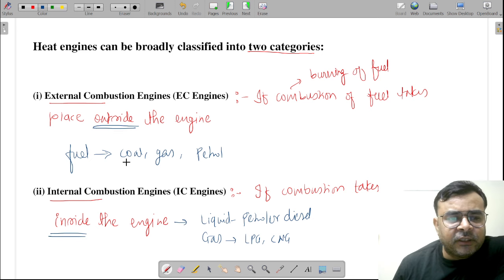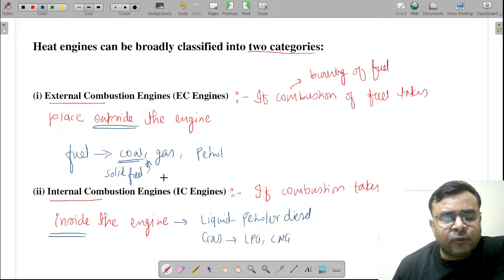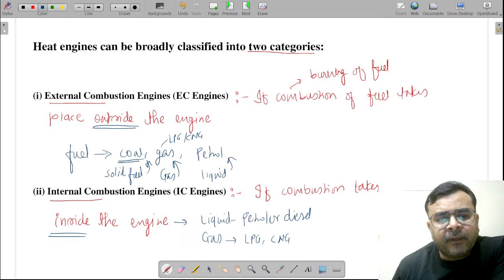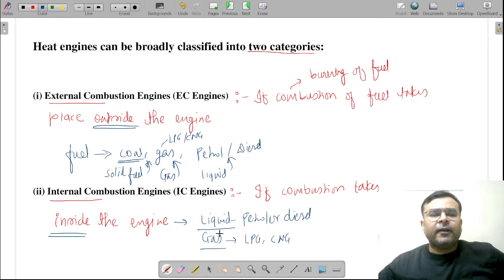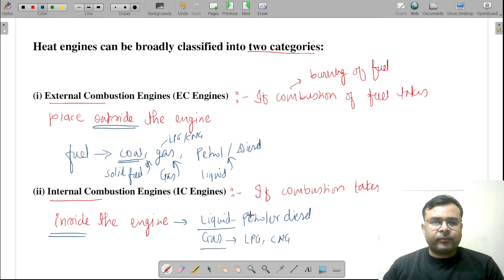And in external combustion engine, obviously we can use solid fuel, is it right, like coal. We can use gaseous fuel, like LPG gas or CNG gas, is it right? And we can use liquid, like petrol or diesel, is it right? All kinds of fuel can be used in an external combustion engine. But in internal combustion engine, basically we use either liquid or gaseous fuel. Okay, these two fuels can be used, correct?